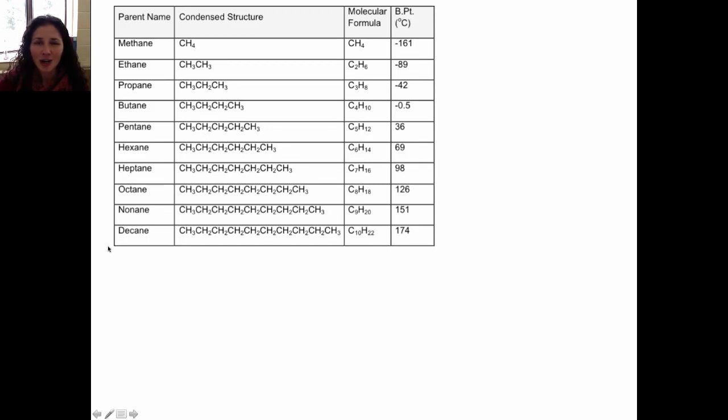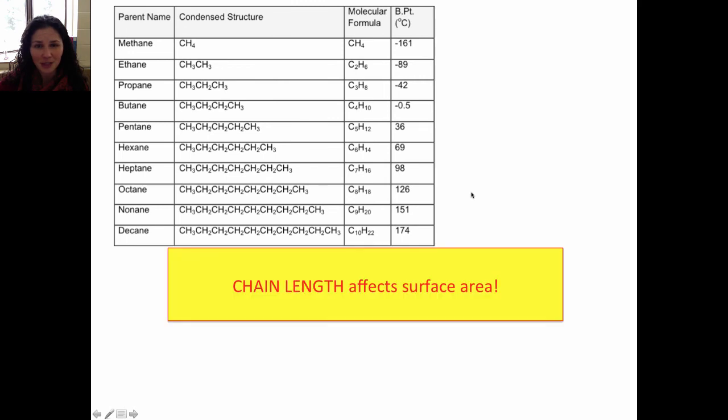This is the chart that you got on an earlier activity on alkanes. At the time, I asked you to simply notice that when you increase the molecular formula, or the number of carbons, you also increase the boiling point. These are all straight chain linear alkanes with no branching. Notice that every time I add a carbon, I increase the boiling point almost 30 degrees. Chain length affects the surface area.